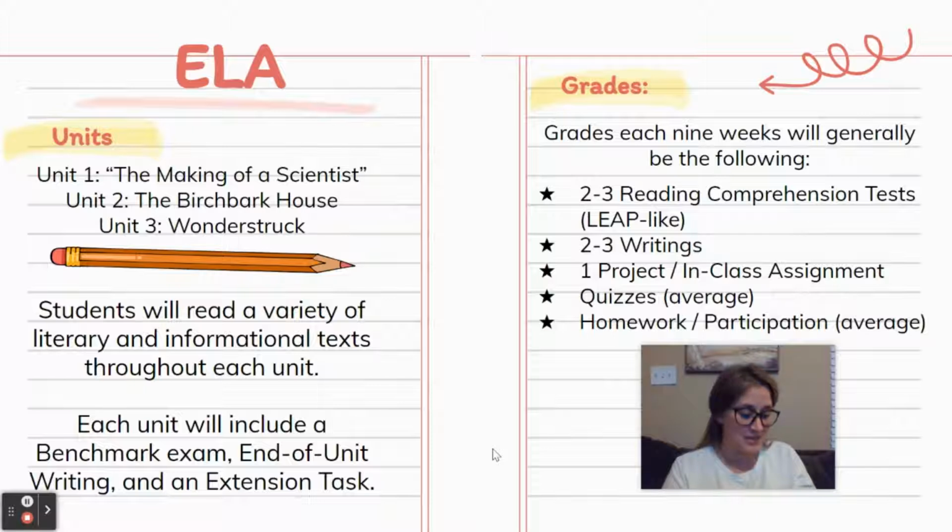Finally, there's an extension task. This is a task that is done after a unit is finished. It's almost a project. Each one is a bit different. One might be a research project.